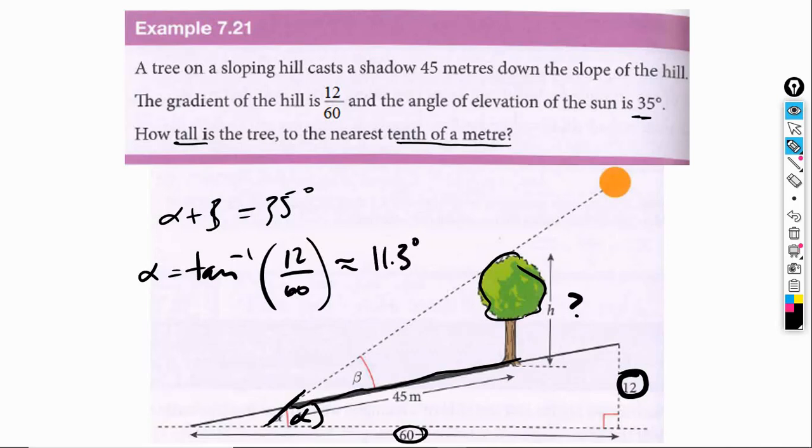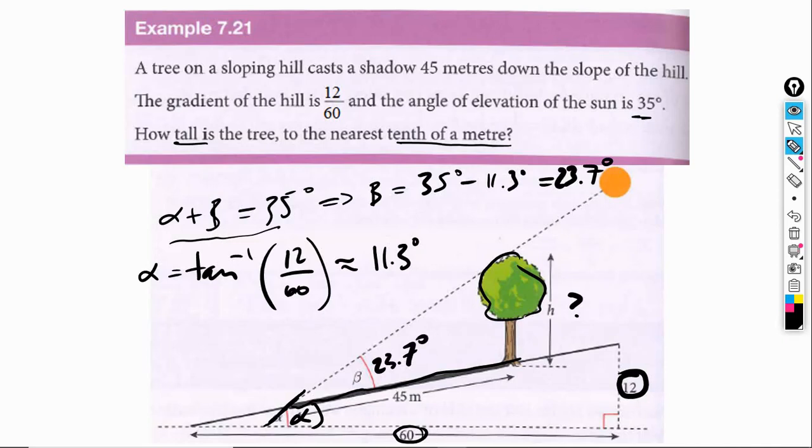degrees. Okay, so because alpha plus beta is equal to 35, then we can guarantee that beta is equal to 35 minus alpha, or 35 degrees minus 11.3 degrees, and that is equal to approximately 23.7 degrees. Okay, so now we have that this here, beta, is 23.7 degrees.